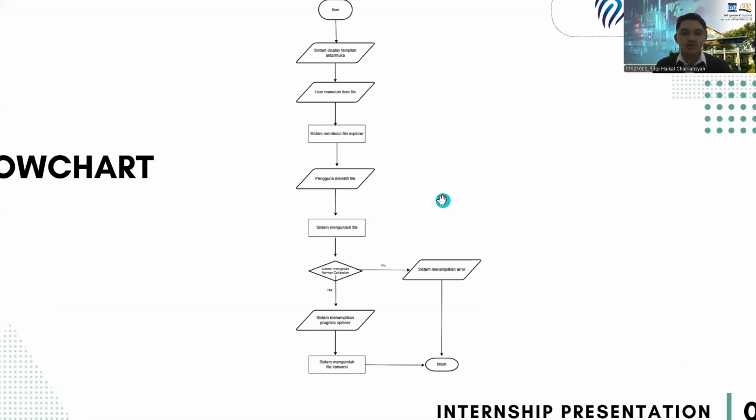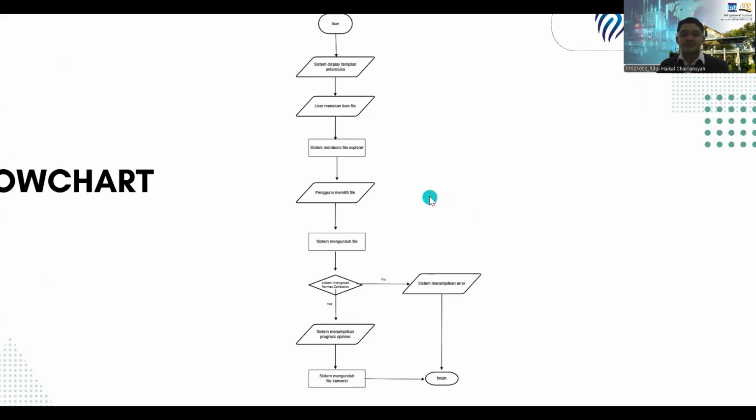And then this is the flowchart, and I will describe it here. This flow describes the process of converting a file through a user interface. The user begins by selecting the file upload icon, which opens the file explorer for choosing a file. The system then uploads the selected file and checks whether the file is correct or not. If the file format is valid, the system shows a progress spinner while converting the file. Once the conversion is complete, the system makes the converted file available for download. If the file is incorrect, the system displays an error message, halting the process.